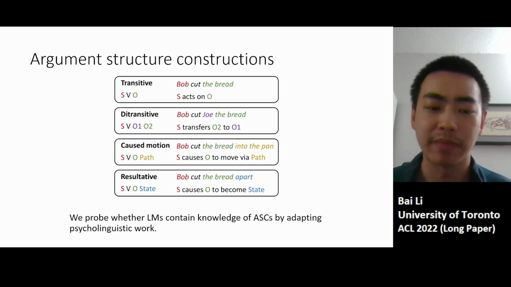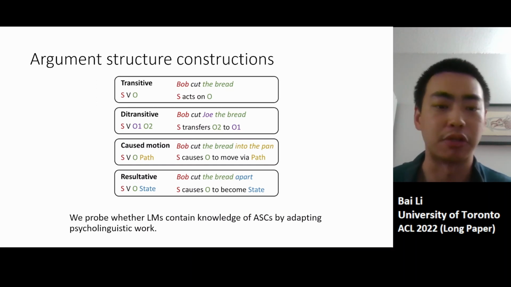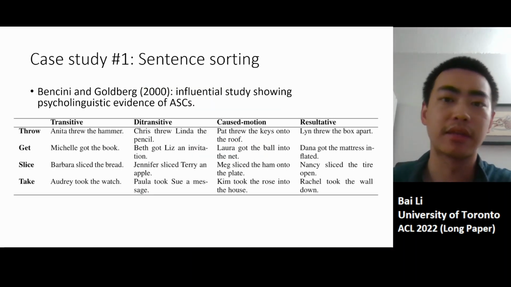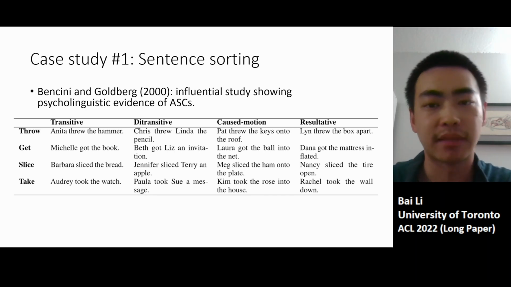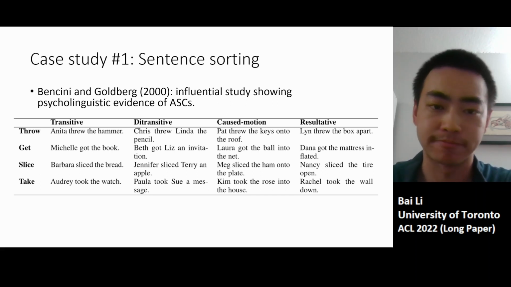In our work, we probe for whether language models contain knowledge of argument structure constructions by adapting several studies from psycholinguistics. The first study that we look at is by Bencini and Goldberg 2000, and this is an influential study, one of the first to show psycholinguistic evidence for argument structure constructions.